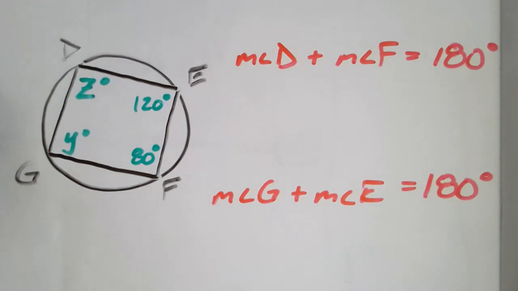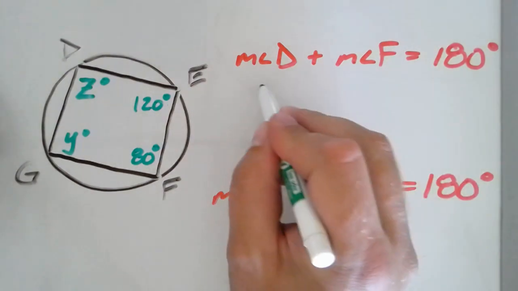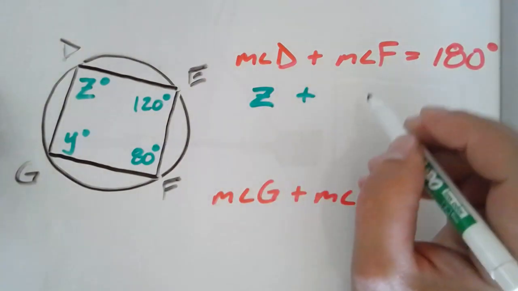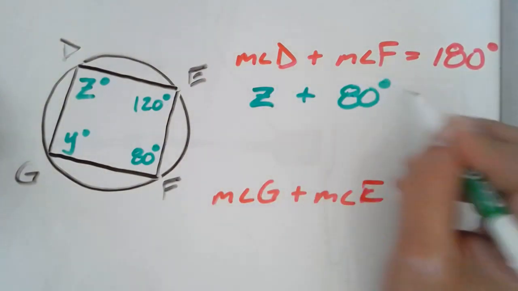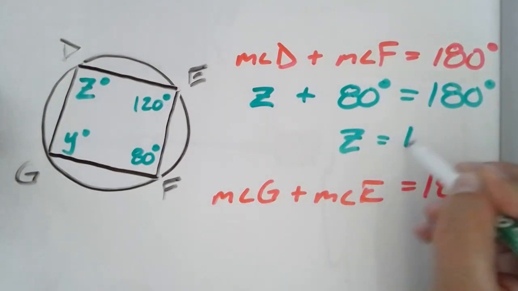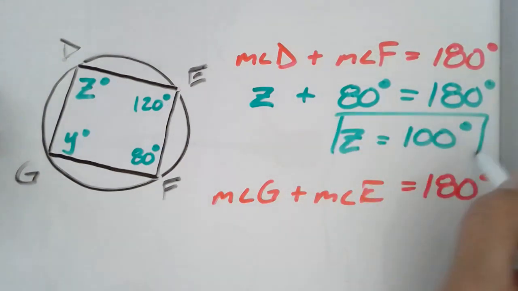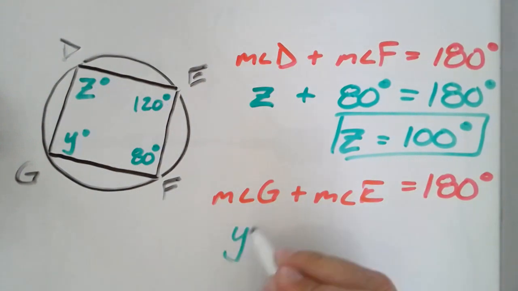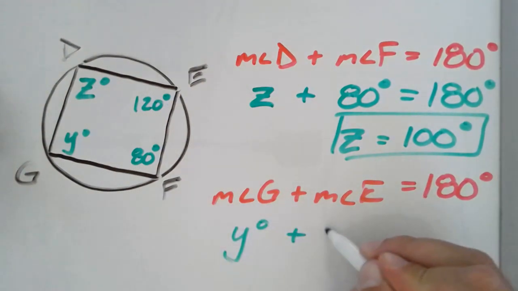At this point, I'm just substituting for what I know and solving for the pieces I don't. So let me just do that really quickly. Z plus 80 equals 180. I would simply subtract 80 from both sides, and I get Z is 100. Done. G is Y, and E is 120.